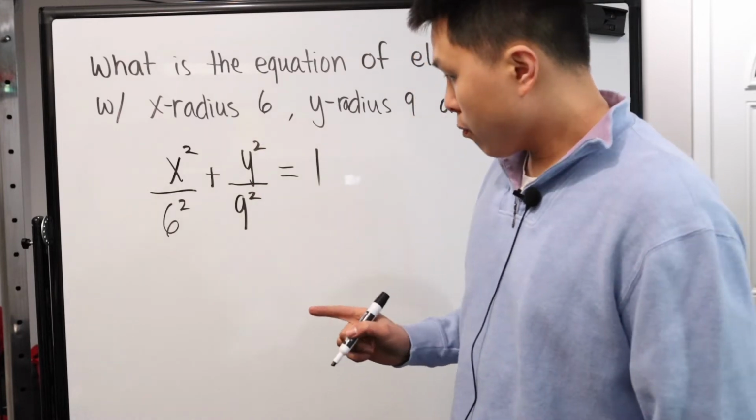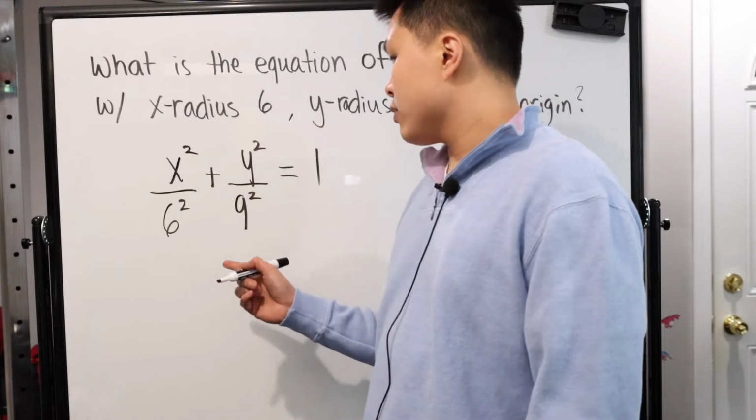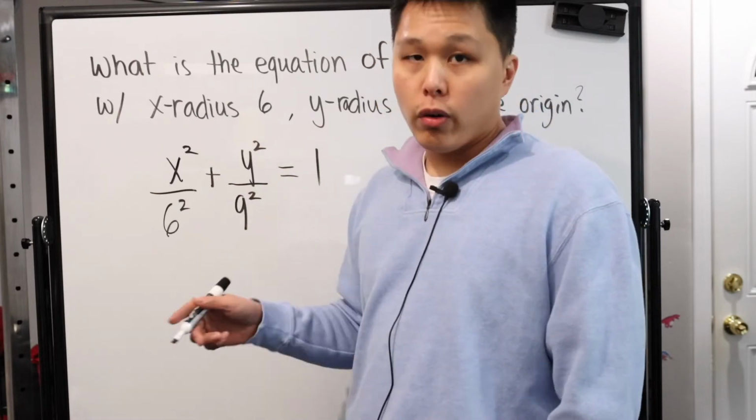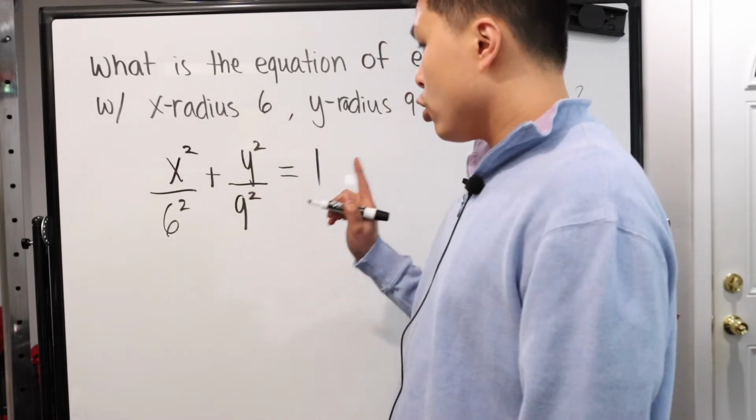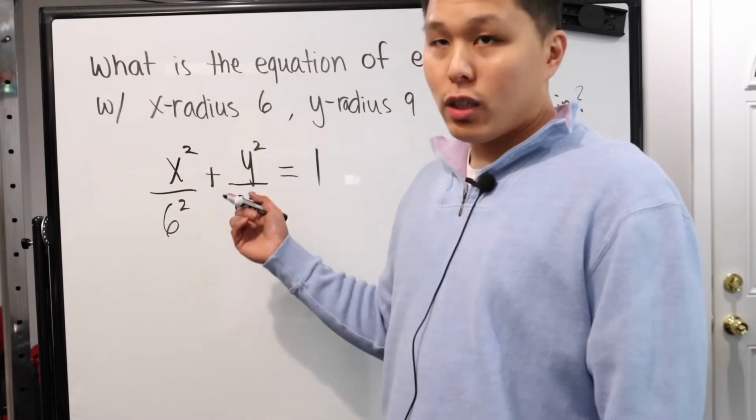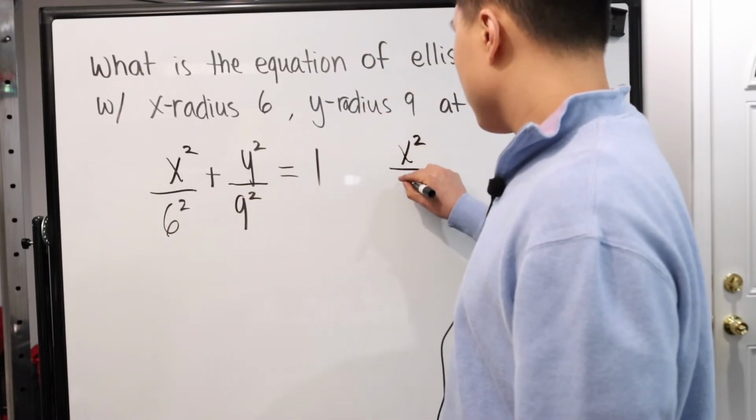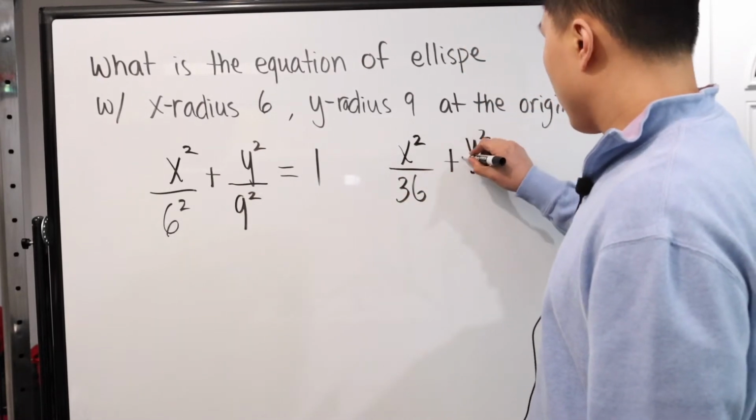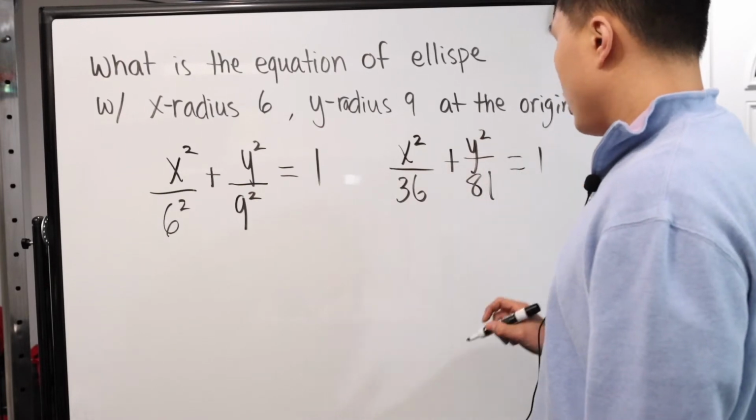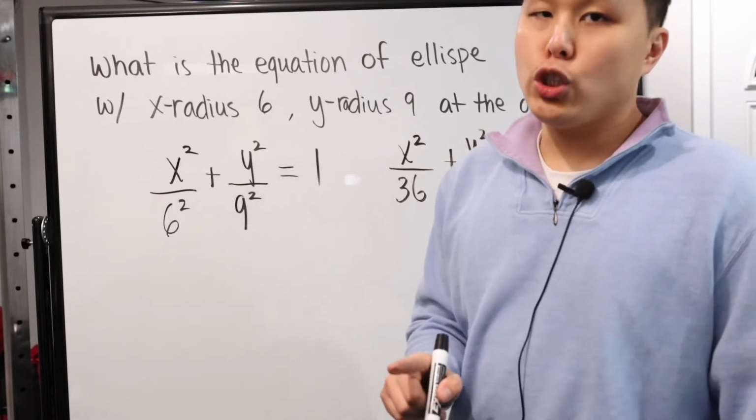Now, here's the thing though. Sometimes this is not enough. This is what we call standard form. And of course we love standard form. It gives us a visual of what the ellipse looks like. But there are certain cases where they don't want it like this, so you just have to be careful. Some of them will require you to multiply everything out, which would be x squared over 36 plus y squared over 81 equals 1. And some of them would go even further, where you want to get rid of all the denominators. So pay attention to the context of the problem and what they're asking.